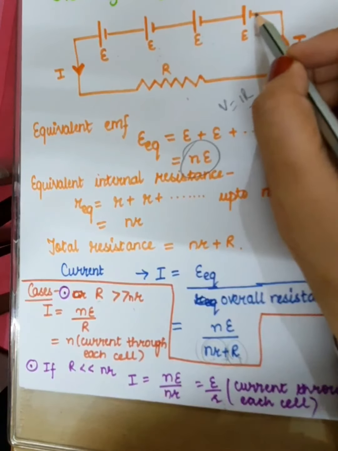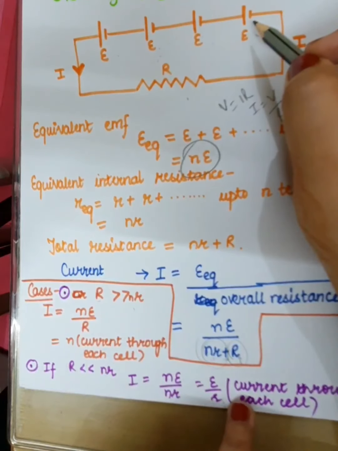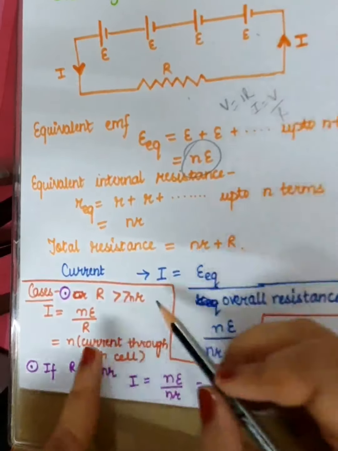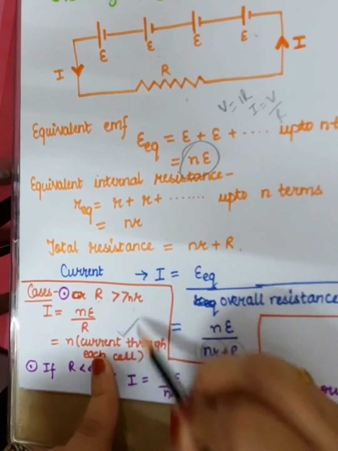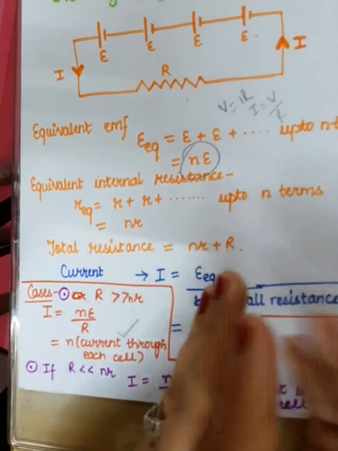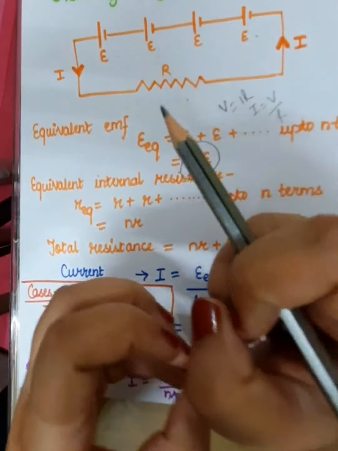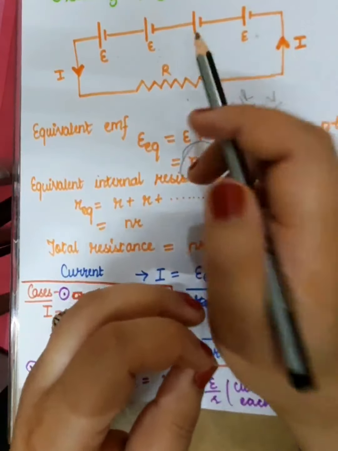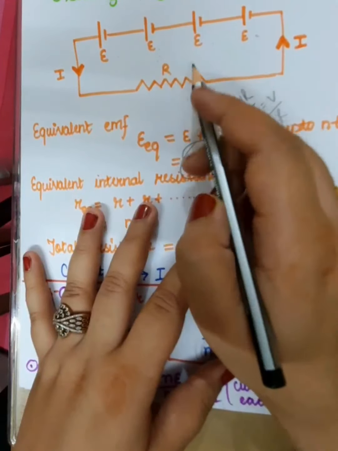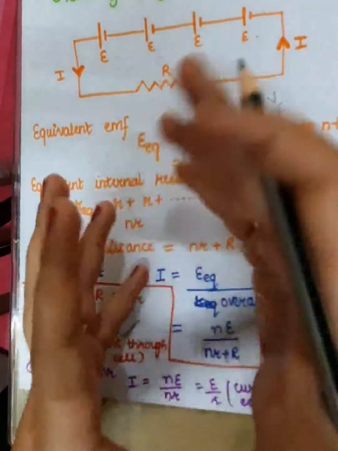Okay, so what you can see, you can simply view this as: when you want the current to be maximum, you know that the current is maximum here in this case. When you want the current to be maximum, you need to ensure that the cells or the battery you are using has very, very little resistance in comparison to the external resistance that you are connecting. In that case only, the current flow will be maximum.